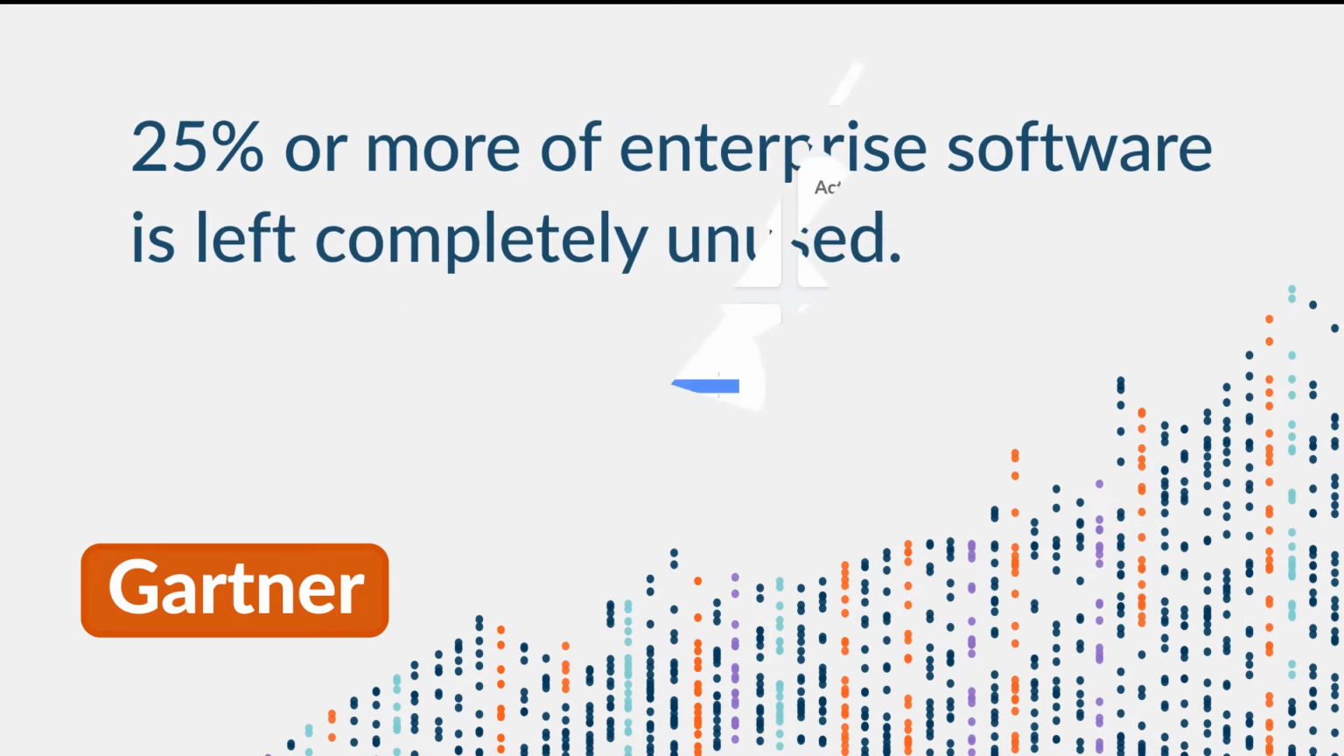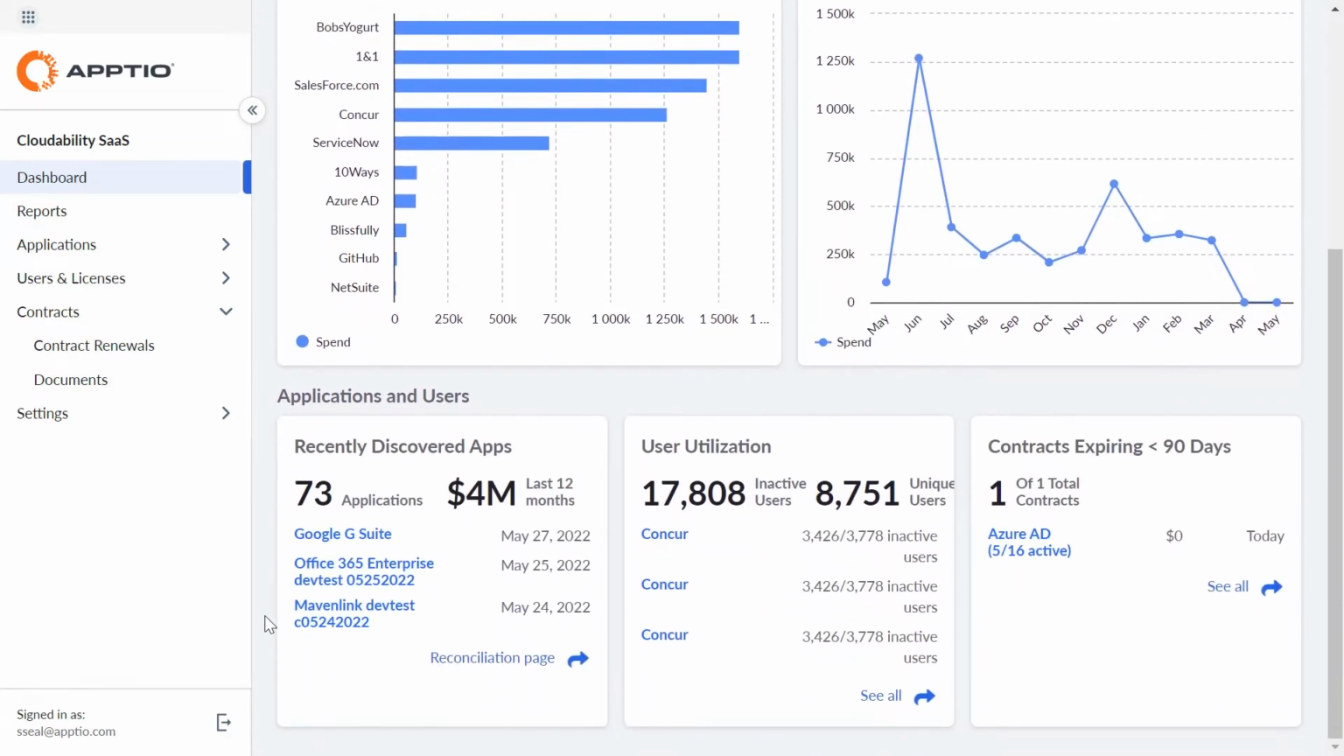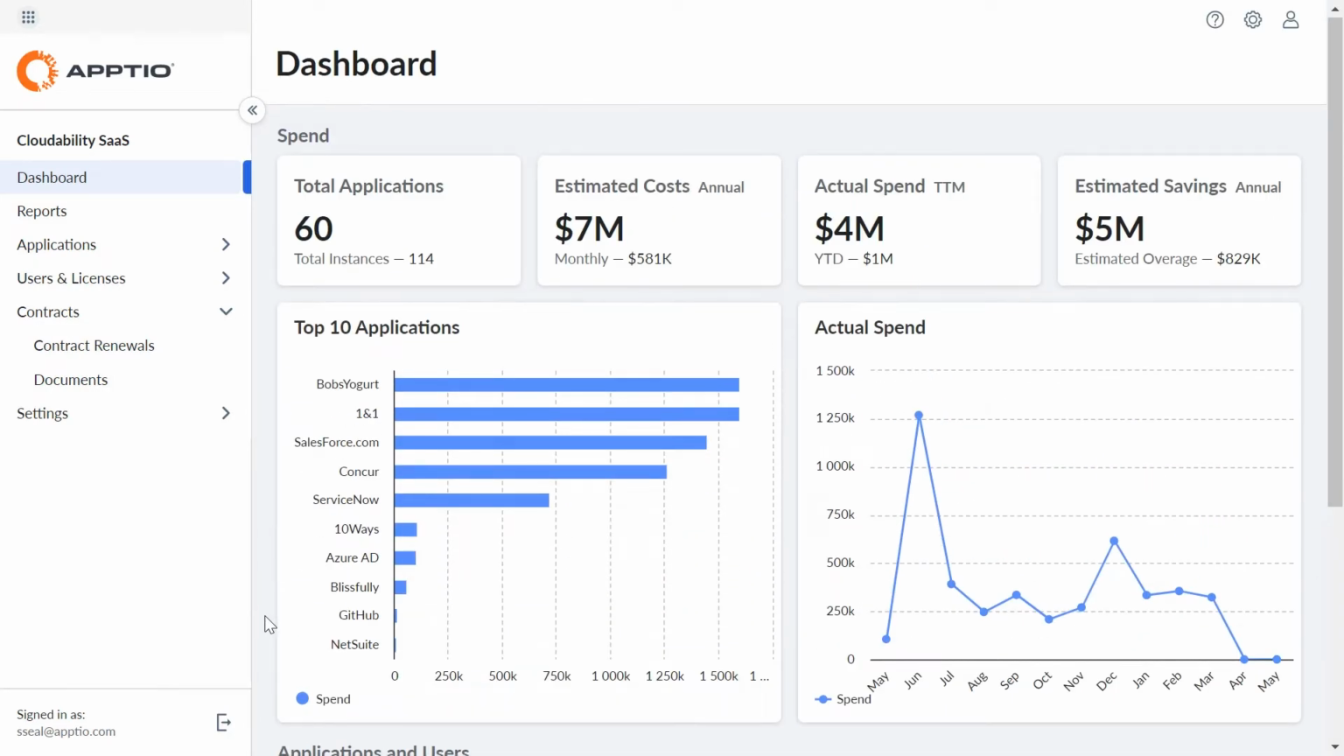In fact, again, according to Gartner, at any point in time, 25% or more of enterprise software is left completely unused. With Cloudability SaaS, you can manage your entire SaaS portfolio with the help of powerful dashboards and click through individual functions to explore detailed information, including being able to review comprehensive contract details.